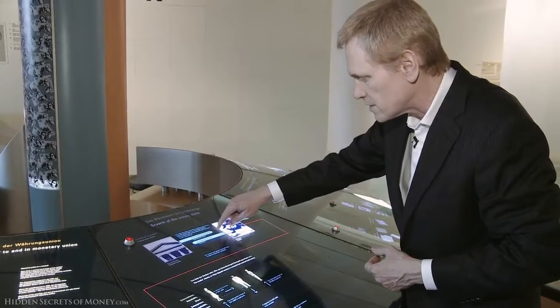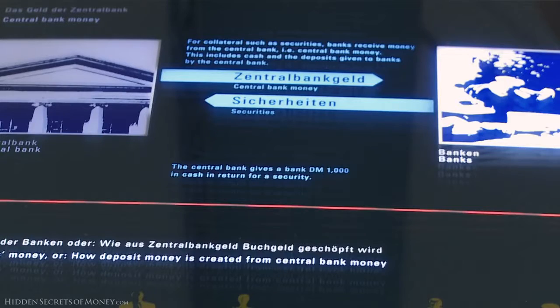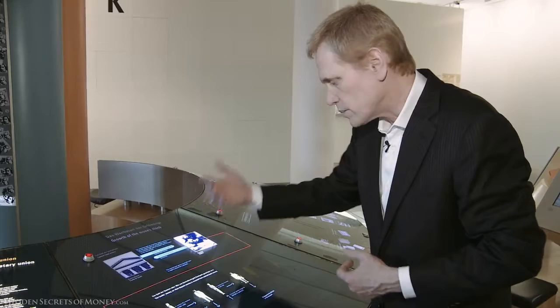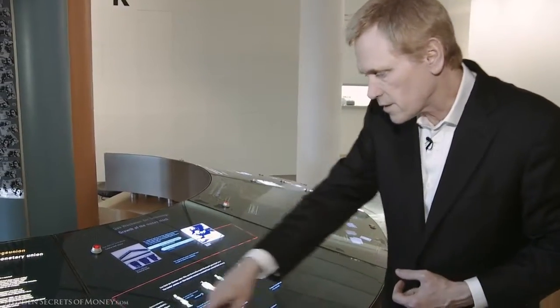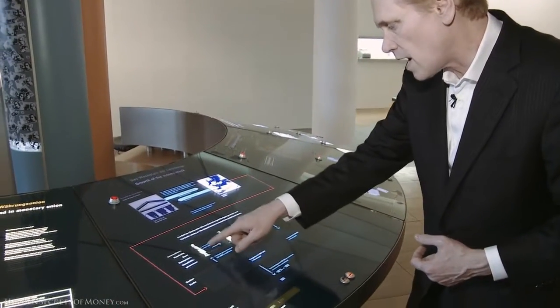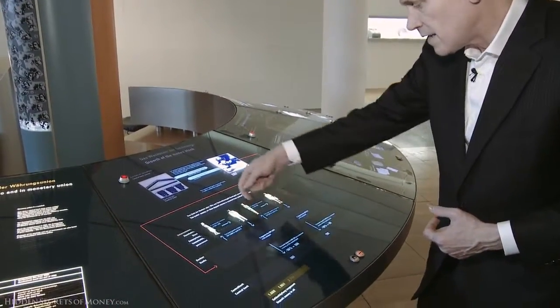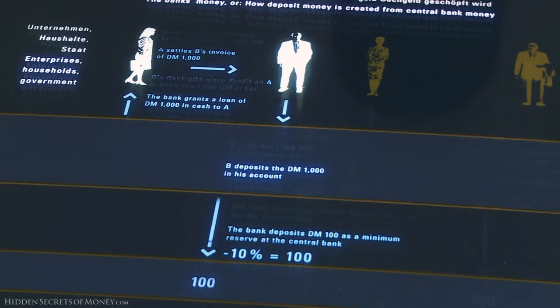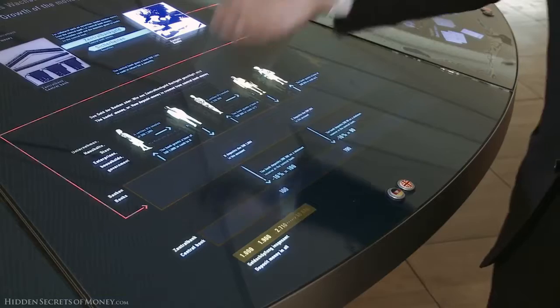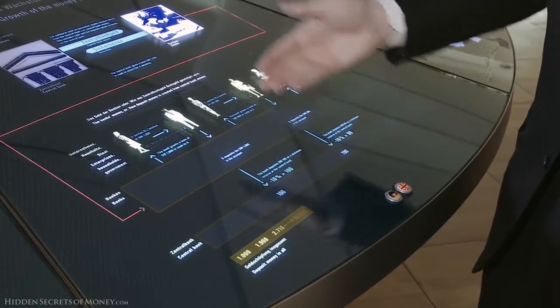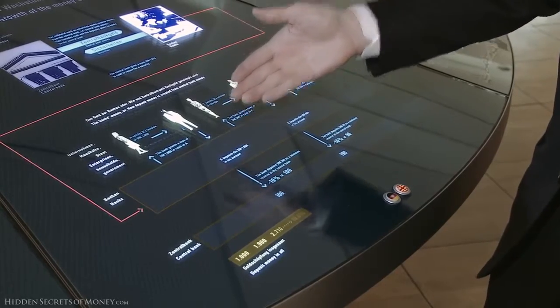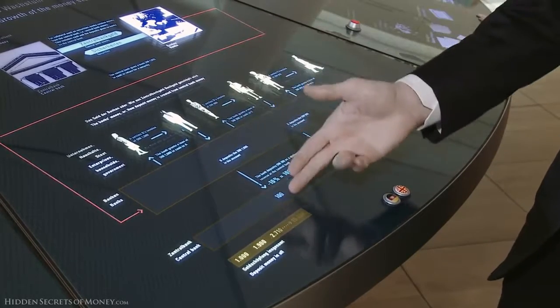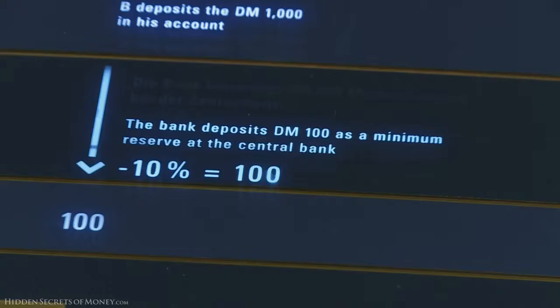The central bank writes a check and the treasury issues a treasury bond, which is an IOU, and that creates currency, and then somebody is paid, it gets deposited into a bank account, and of 1,000 marks, they withhold 10%. So right here, they're already telling you that his bank account is a lie. He deposited 1,000 in it. They only withhold 100 in case he wants some of that.